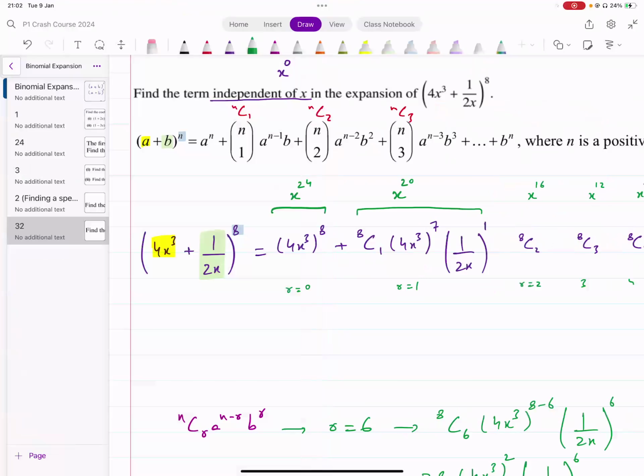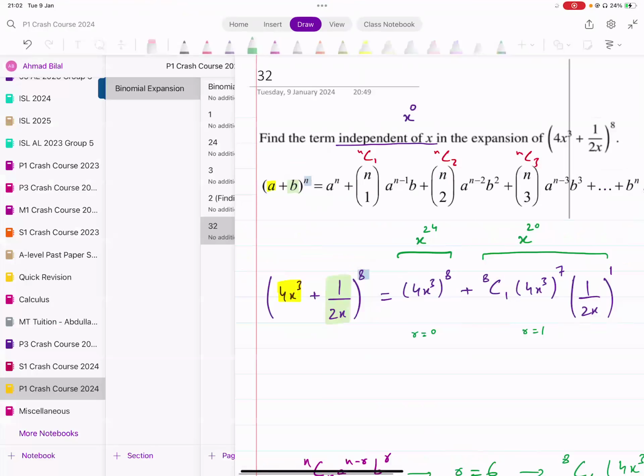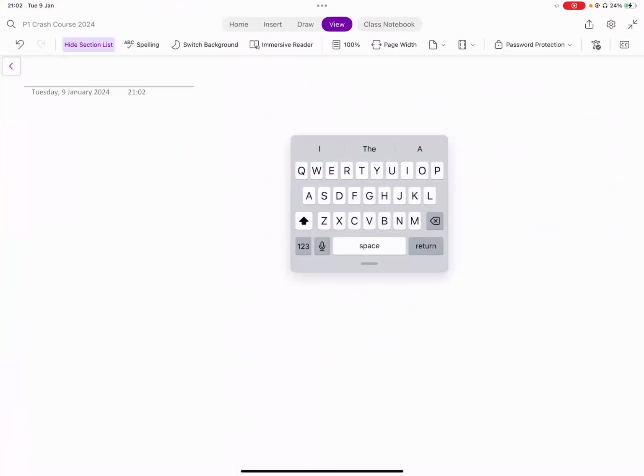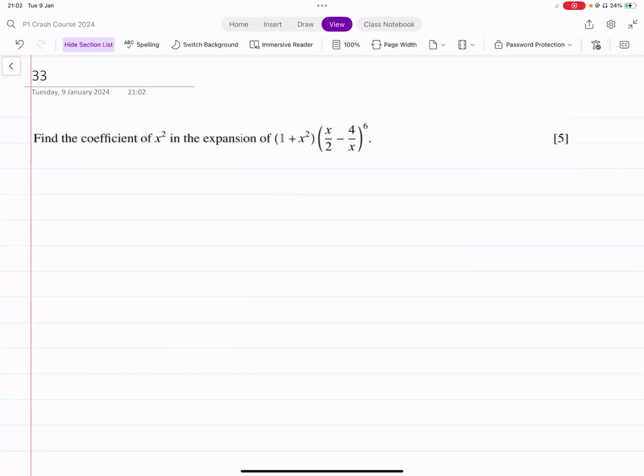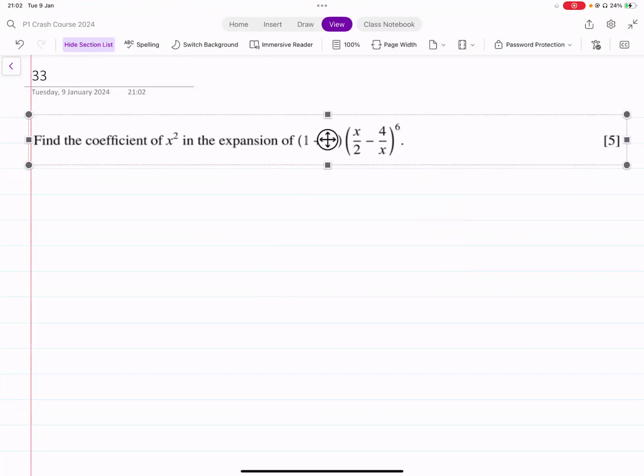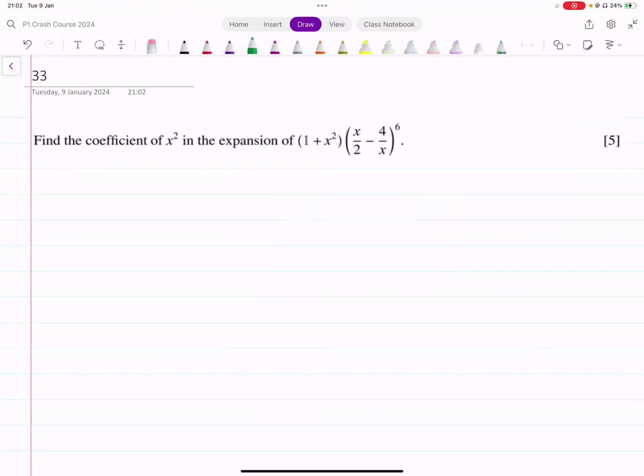All right, let's have a look at this question, question number 33. Question number 33 from the worksheet. It says, find the coefficient of x squared in the expansion of 1 plus x squared into x over 2 minus 4 over x whole raised to power 6. We need to find the coefficient of x squared in this expansion.